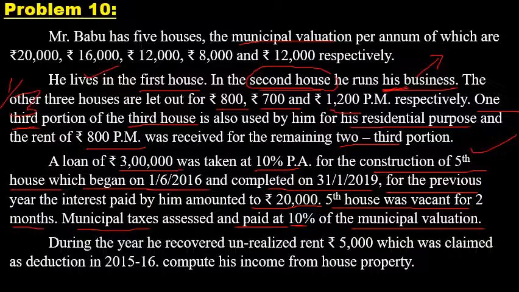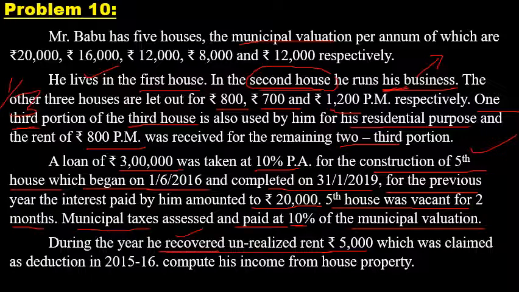Then during the year, he recovered unrealized rent of rupees 5,000 which was claimed as deduction in 2015-16. The recovery of unrealized rent of preceding previous years is considered as income for the current year. This is the unrealized rent of the preceding previous year which has been recovered in the previous year. So this 5,000 recovery, it is clearly specified as recovered, so it is considered as income.